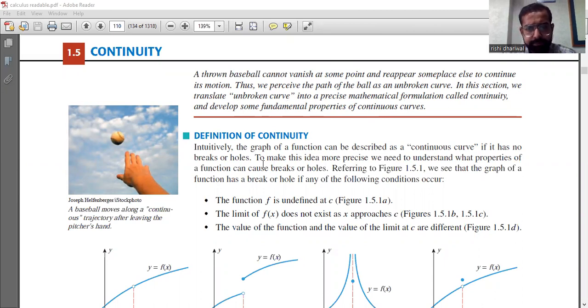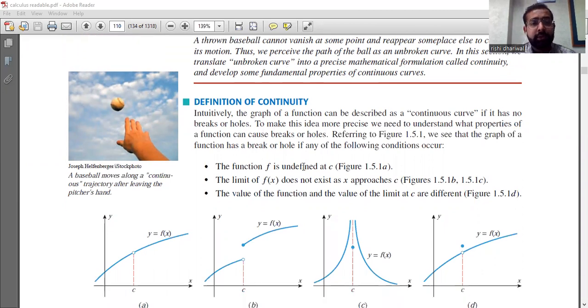Definition of continuity. The function is undefined at C. The limit of f(x) does not exist as x approaches C. The value of the function and the value of the limit at C are different. These are some types of discontinuity in the graphs.